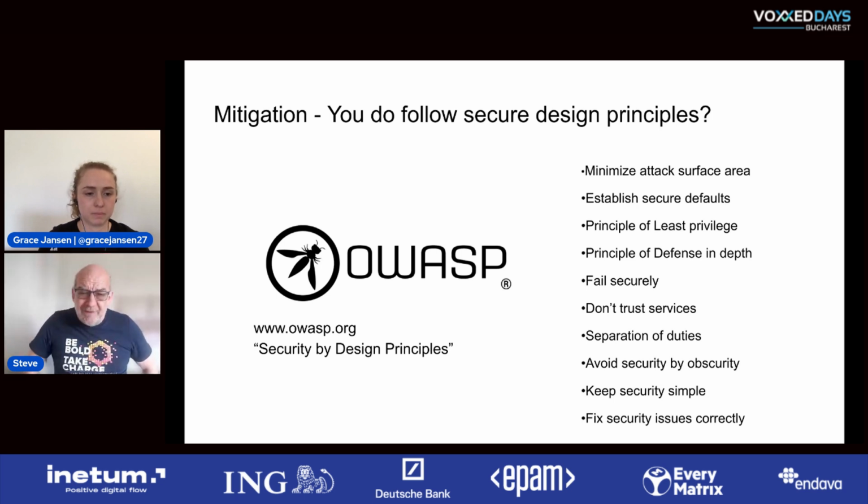The first one, obviously, is there has been lots of good advice on how to design secure systems, right? And here's one, OWASP, I'm sure everybody knows who that is. They have security by design principles. There's a whole bunch of stuff there. That's a day or a week on its own. But obviously, if you're not paying attention to even the basics, that's not good.